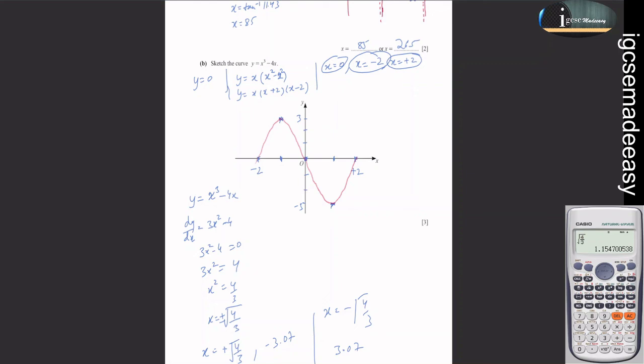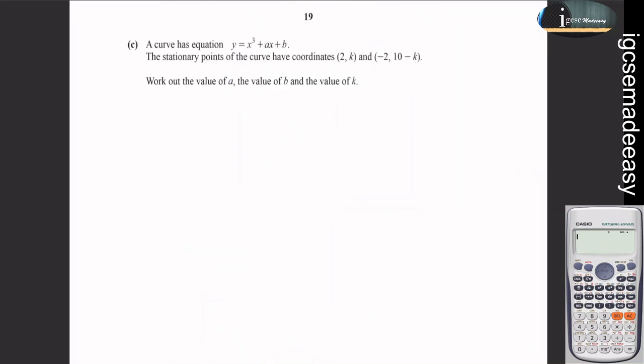So let's do the next question. Part C, the last question of this paper. The curve has equation y equals x cube plus ax plus b. We have two stationary points, one is 2 and k, and the other stationary point is minus 2 and 10 minus k. These are the coordinates of the two stationary points. So we need to find the values of a, b and k.